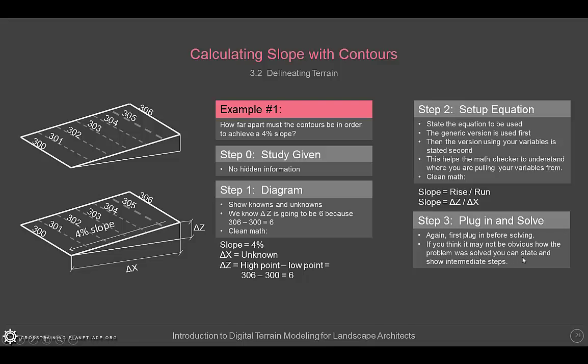And if you think it may not be obvious how the problem was solved, you can state and show intermediate steps. So again, we're kind of just rewriting the equation, but we're plugging in our numbers. So we're using slope equals rise over run. So that's 4% equals 6 divided by x, and we added the times 100 here since we want to get rid of the decimal value. And then the next step, we can actually show the answer. So if we needed to, we could add intermediate steps in between here if you think the person who's checking your math might not be able to get it.